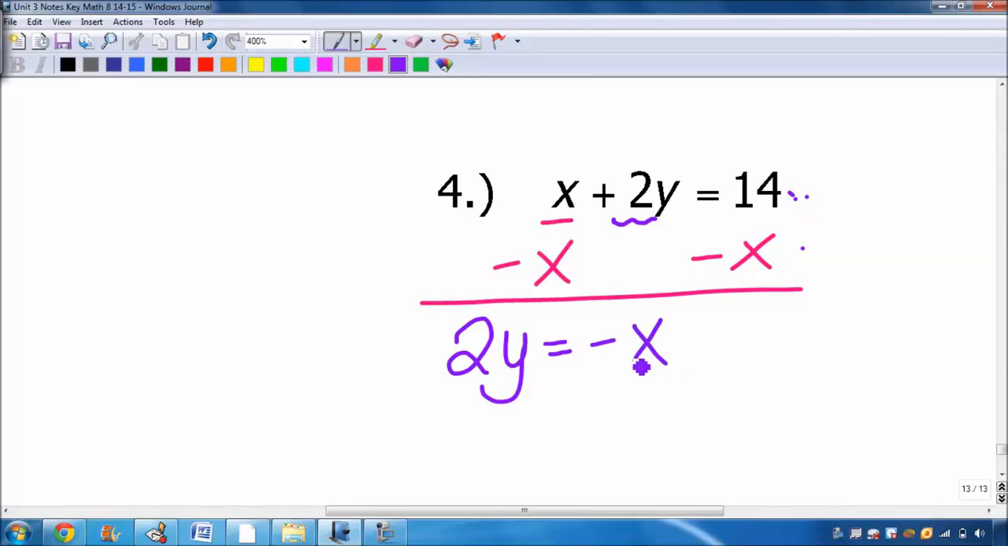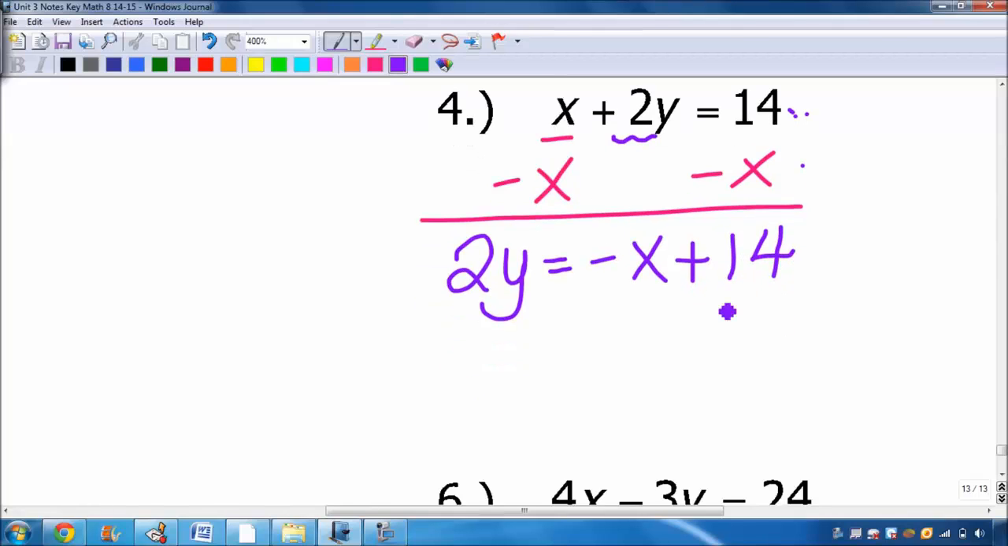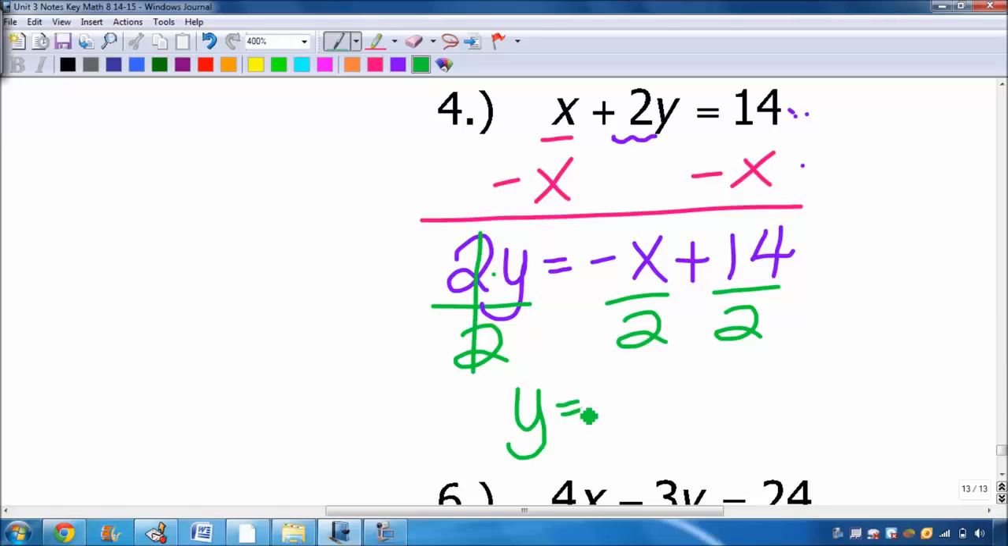So I'm going to say negative x plus 14. All right. Now I want to get rid of this 2. So what's separating the 2 from the y? Multiplication. So get rid of it by dividing everything by 2. So I end up getting y equals. Now, this x is not divisible by 2. I don't know what x is. I can't divide it by 2 evenly.